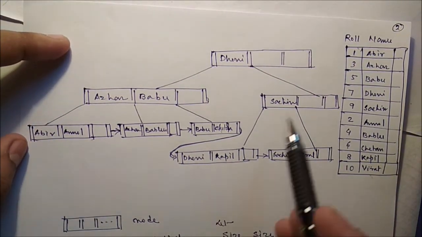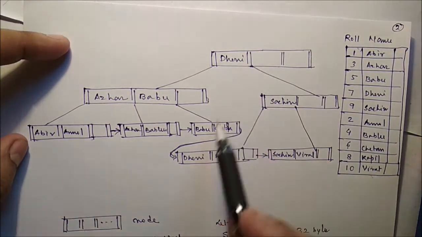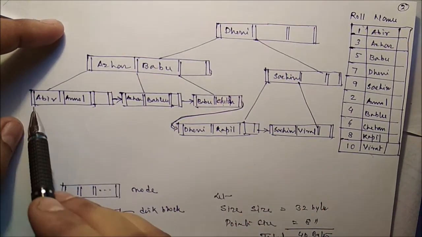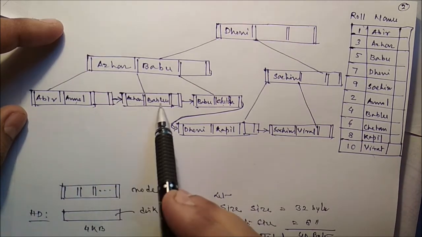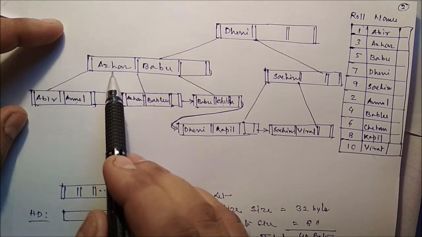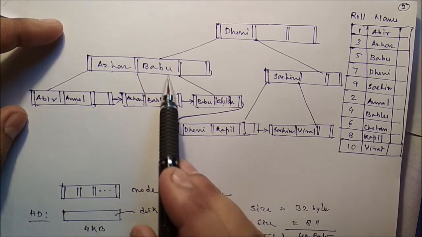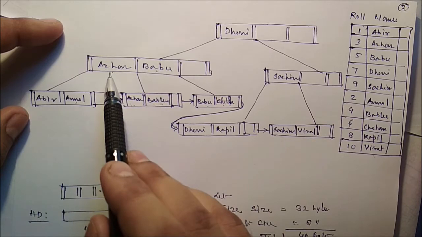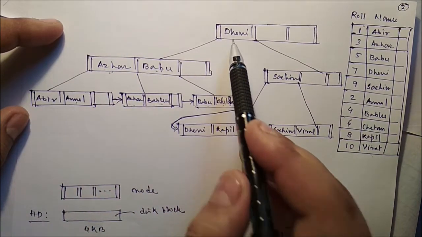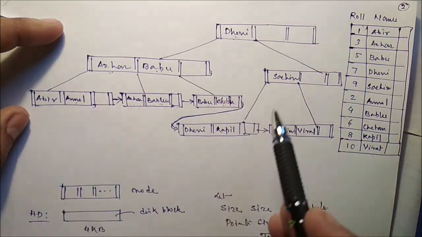And you can see here, it is in alphabetical order. So Abir and Anmol, they are less than the Ajhar, and Ajhar and Bablu both are greater than equal to Ajhar. Similarly, Ajhar and Bablu less than Babu, but Babu and Chetan both are greater than equal to Babu. Ajhar and Babu both are less than Dhoni. Sachin is greater than equal to Dhoni.